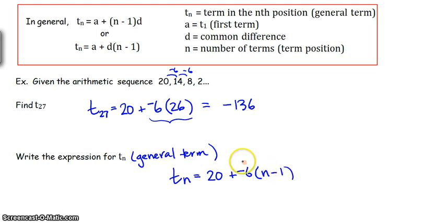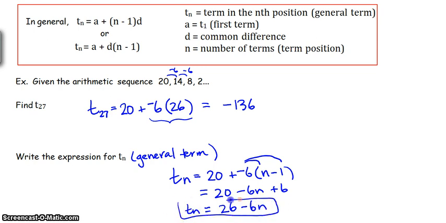So I could leave it there, but in math we like to simplify our expressions by getting rid of brackets, using our distributive law, remembering negative times negative is positive, and collecting like terms. So there we go. We have our general term. Now if I wanted to find T of 27, I could also use this and just plug 27 in there and go 26 minus 6 times 27.